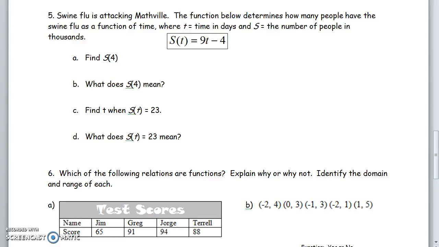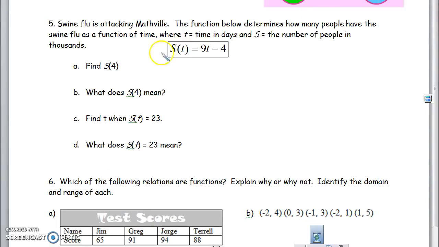Hey everyone, welcome to part 2 of your functions quiz review. We're going to finish up looking at this function here and determining whether these are functions down here.